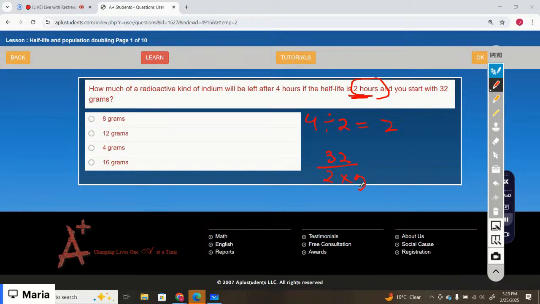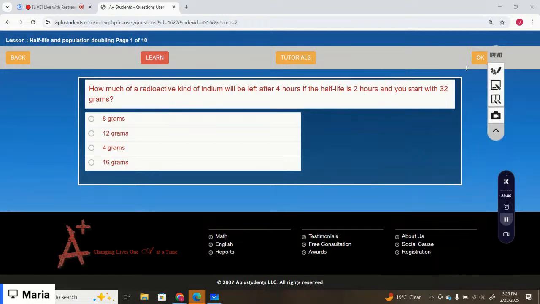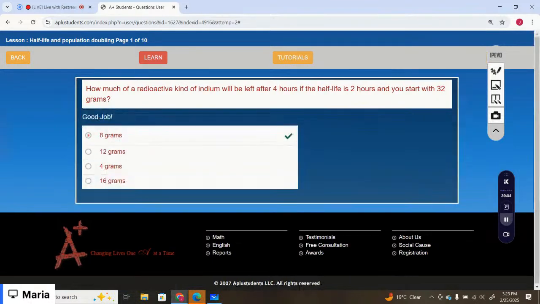In 4 hours, it is 2 times. So 32 divided by 4, that is 8 grams. That means after 4 hours, 8 grams of indium is left. Option number 1 is the correct option, that is 8 grams.